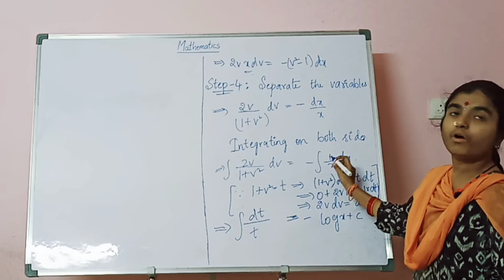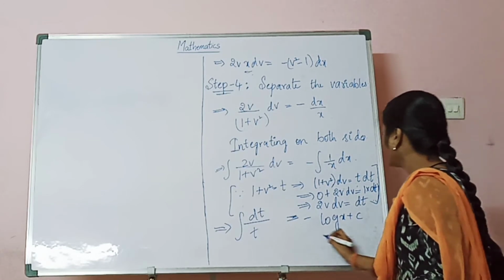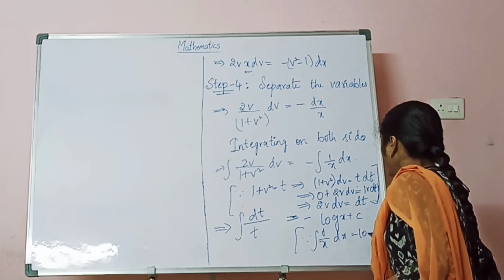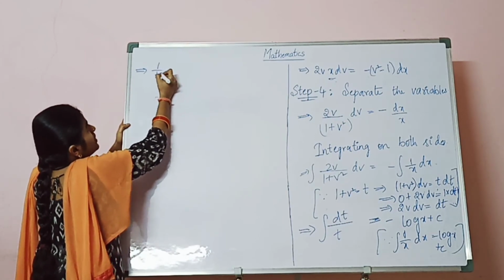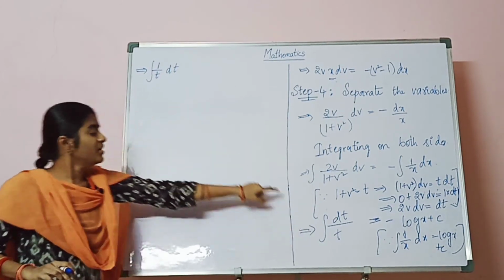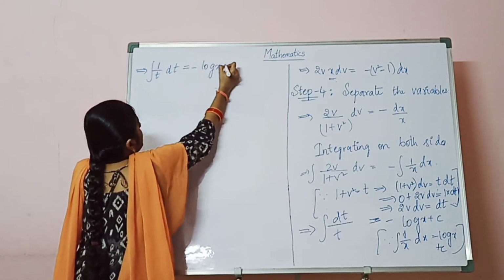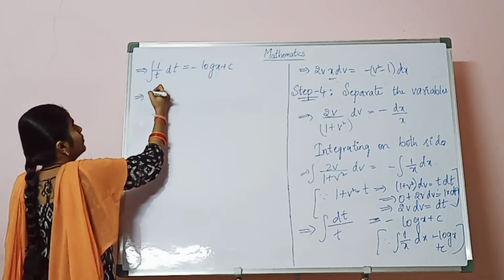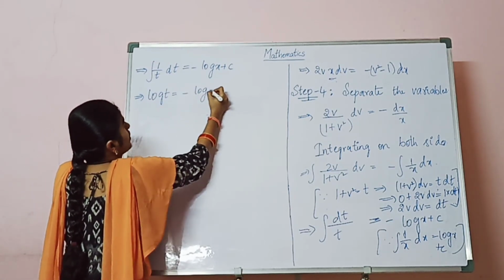as it is, integral of 1 by x. What will we get? Integral of 1 by x is log x plus c, since integral of 1 by x dx equals to log x plus c. How can we write this? 1 by t into dt. So integral, we can take this dt by t as 1 by t into dt equals to minus log x plus c as it is. That implies, here integral 1 by t dt, how can we write? What is the formula of integral 1 by t dt? Log t equals to minus log x plus c.